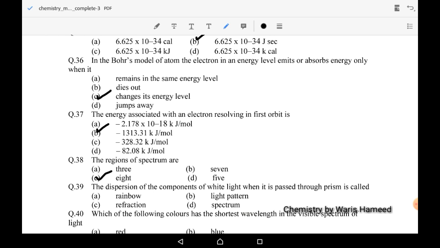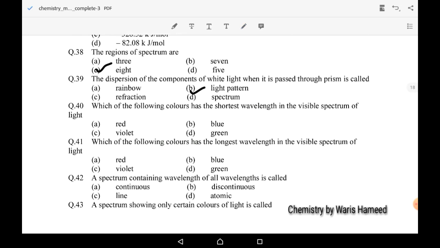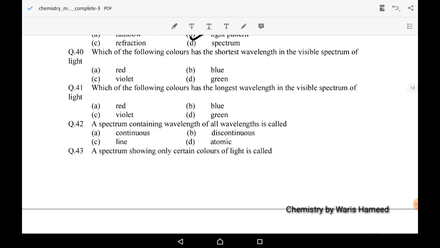The dispersion of components of white light when it is passed through a prism is called spectrum. It is the definition of spectrum. Which of the following colors has the shortest wavelength in the visible spectrum of light?